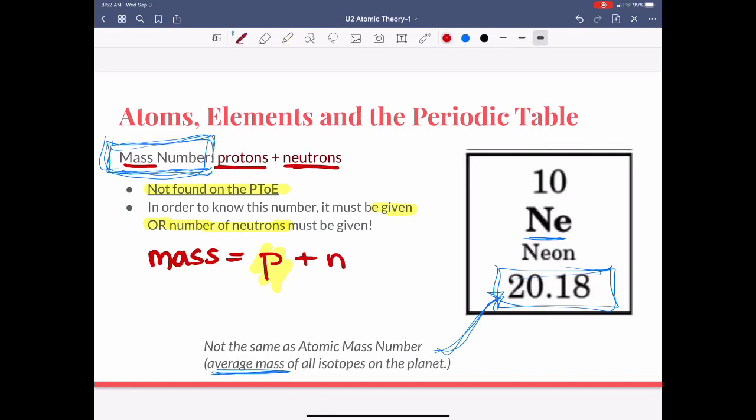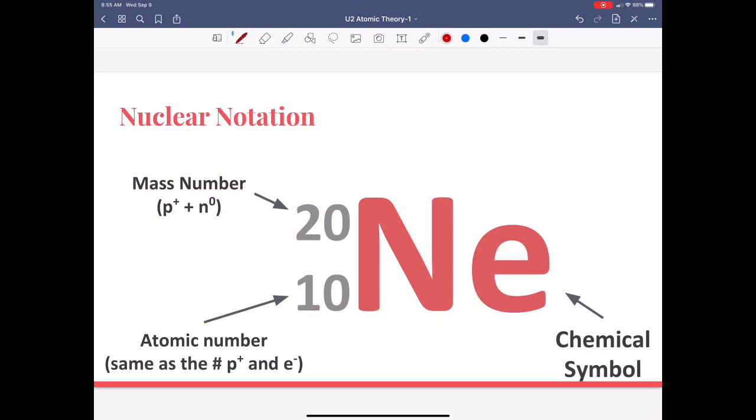So, if I'm given the neutrons, great. I can add it together and get mass. If I'm given the mass and I want to find neutrons, then let's just rearrange it algebraically. Subtract protons from both sides, and I get mass minus protons equals neutrons. Let's take a look at how we would show this and how we would abbreviate it out in nuclear notation.